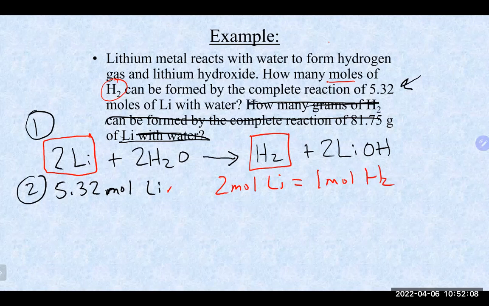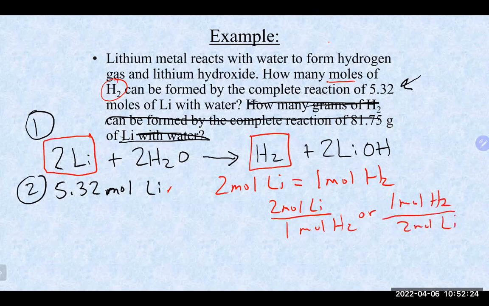That technically gives me 2 conversion factors. It gives me 2 moles of lithium over 1 mole of H2, or the opposite, 1 mole of H2 over 2 moles of lithium. So now that we got our conversion factors, we're ready to do the third step. So we're going to start with our 5.32 moles of lithium. And which conversion factor should I use here? The one on the left or the one on the right?